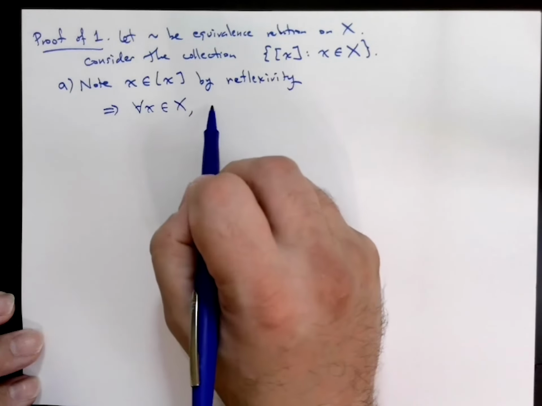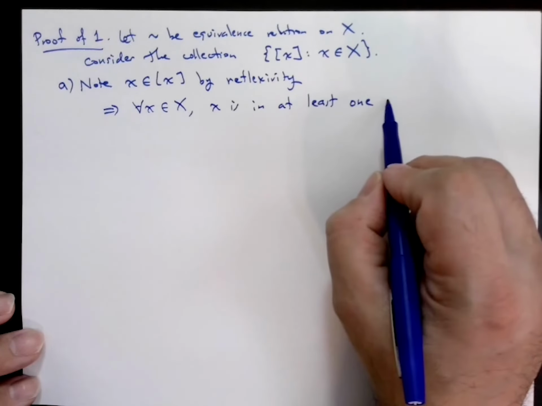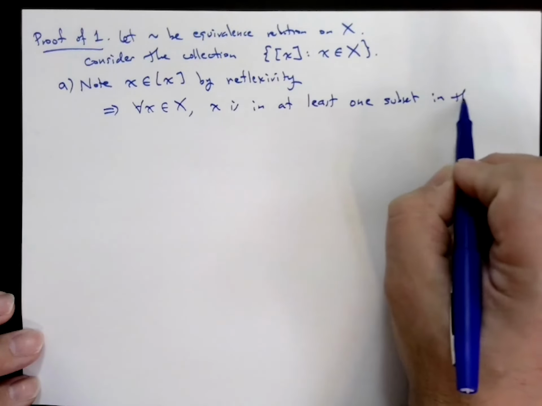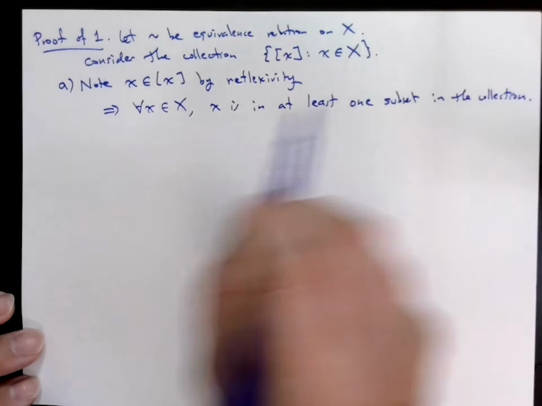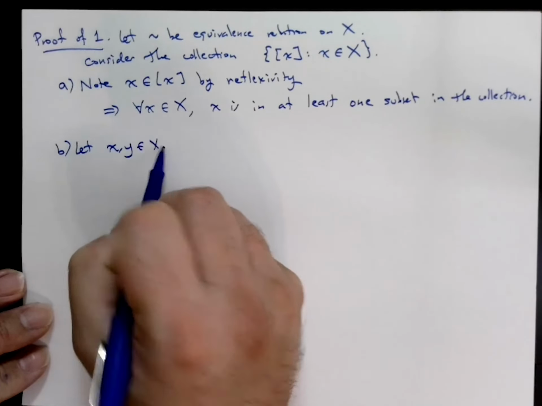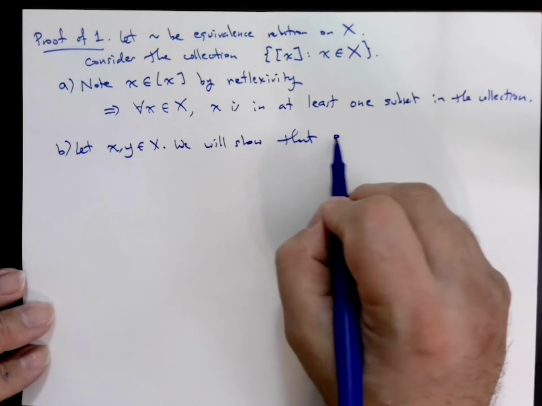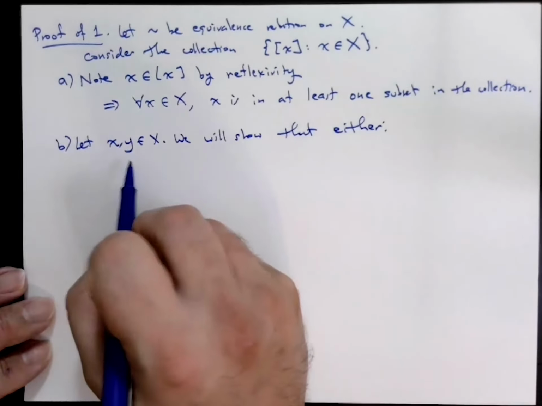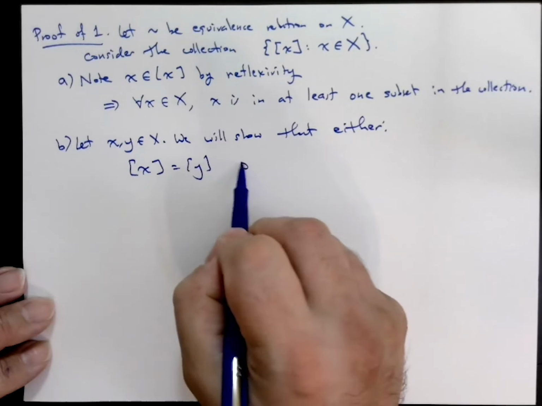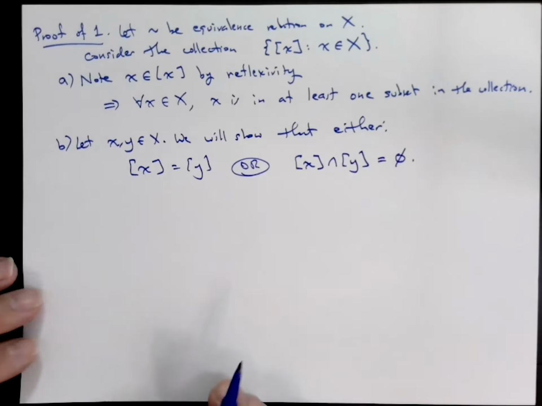Now, let x and y be any two points in the set X, and consider the two equivalence classes, one corresponding to x and the other corresponding to y. What we will now show is that either these two equivalence classes are exactly the same or they are disjoint. How do we prove this? Well, let's assume that they are not disjoint. Let's assume that the equivalence class corresponding to x and the equivalence class corresponding to y have a non-empty intersection.